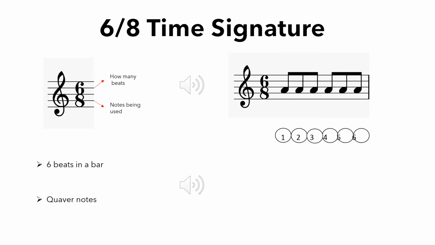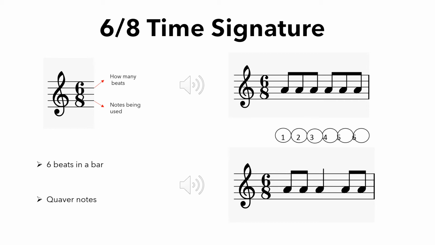We don't need to just use quaver notes, as long as the bar adds up to 6 quaver notes, which is 6 half beats. Here is an example below. I've put the numbers 1 to 6 as they add up to 6 half beats. We have 2 quavers which are worth half a beat, a crotchet which is worth 2 half beats, and 2 more quavers which are both worth half a beat. This is what it sounds like.